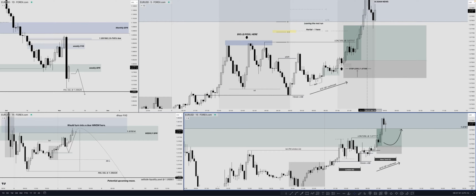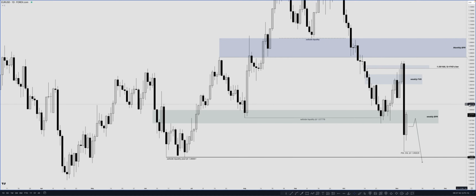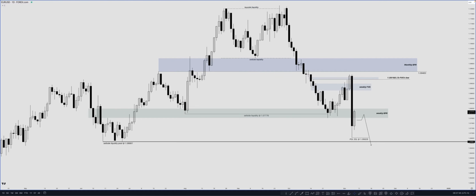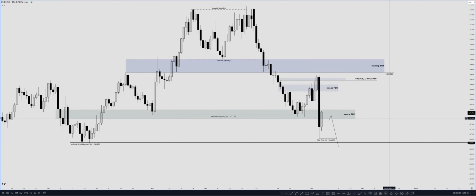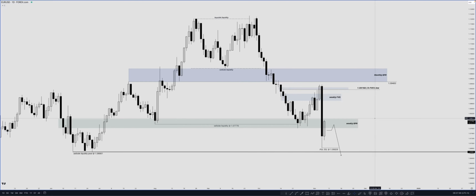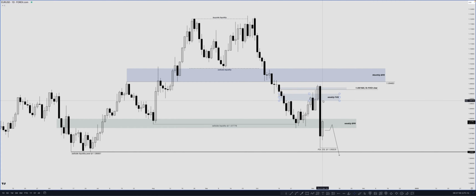So let's break this trade down, starting as always with the daily time frame. I think you guys remember that during the election, we had this 200-pip move right here. Absolutely massive drop to the downside. You can see it was more than a 255-pip drop right here.